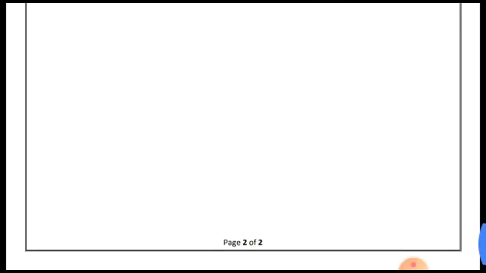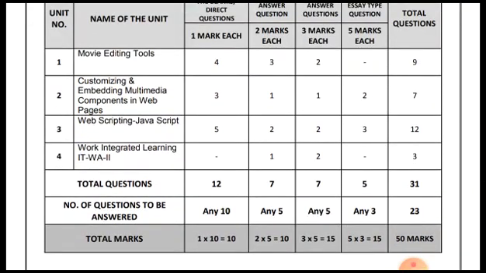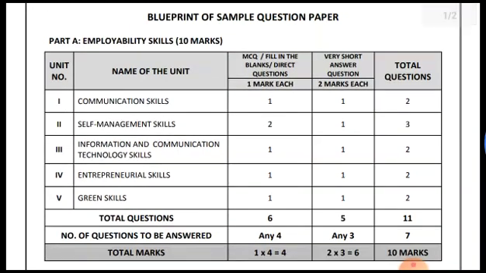Now you can see one more thing, that your employability skills comprise 5 units. So what you can do is start with your communication skills. I will be sharing the PDF very soon with all of you. You can see that 1 or 2 questions are there from each of these 5 units, so you can't afford to miss out on any of these units.